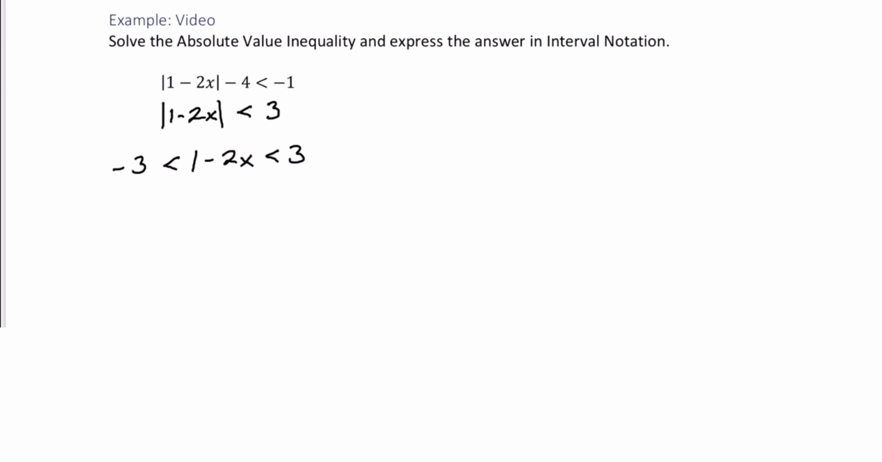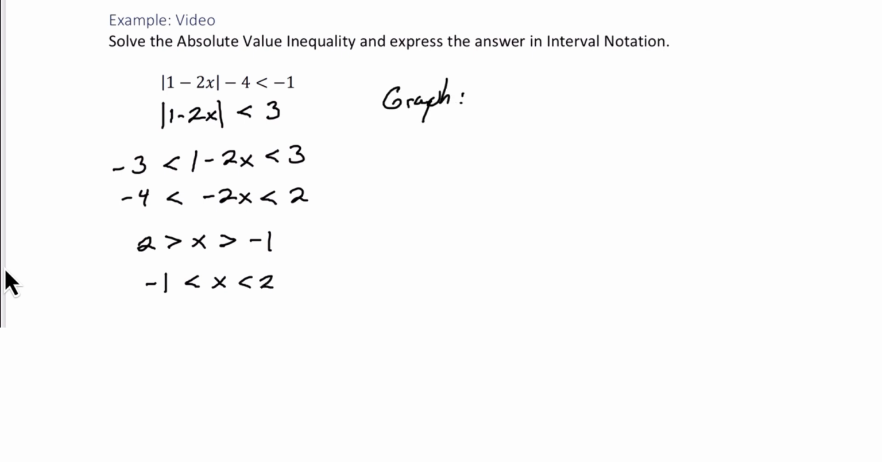And now we solve the compound inequality. Subtract 1 first, and then we need to divide everything by negative 2. Remember, when you divide by a negative, this will change the direction of the inequality. So we have 2 is greater than x is greater than negative 1. Next, we'll reorder this so that the numbers that are smaller are on the left. So we have negative 1 is less than x is less than 2.